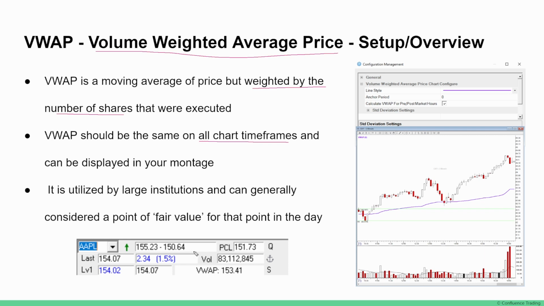You can also display it in your montage, which I show just a quick example of down here. And again, you should be able to display this somewhere on your trading system. And VWAP is important because it's utilized by large institutions. And it can kind of generally be considered a point of fair value for that time frame of the day. So large institutions obviously will want to execute buys below the VWAP, so they want to get kind of a better price than average, or they want to sell above VWAP again because that's considered basically better than the current average for that point in the day.